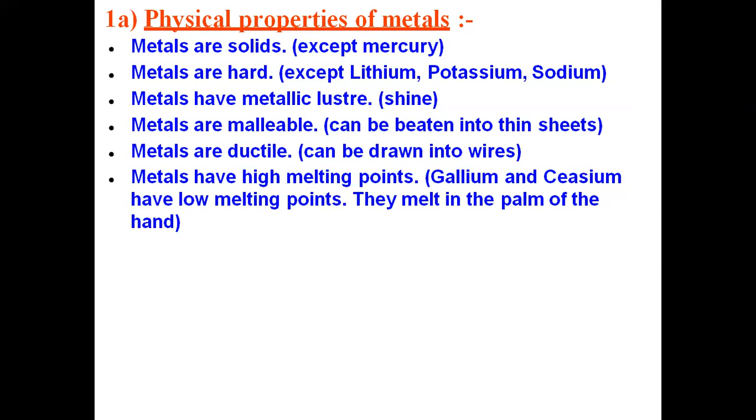So when we consider the melting point, metals have a high melting point. The high melting point of the metal is mainly because of the strong metallic bond which exists in metals. Because of the strong metallic bond, the melting points of metals are high.